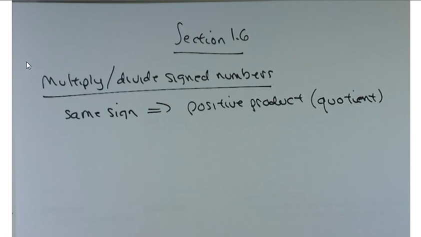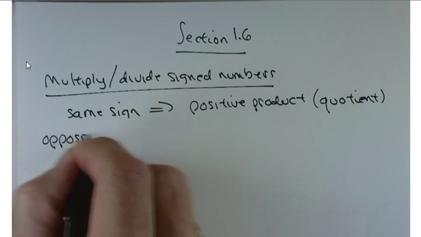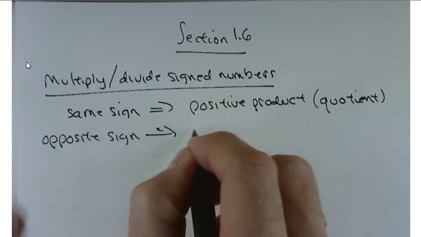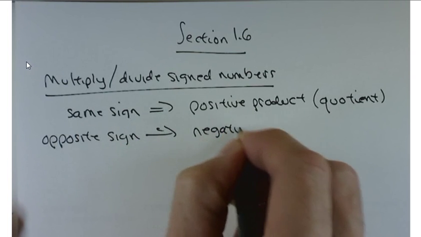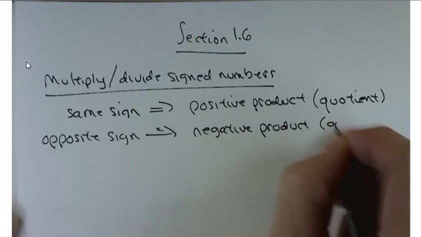a positive result. What if they have opposite signs? Good. They're going to have negative results. So a negative product or quotient.